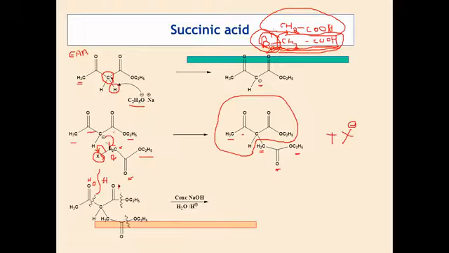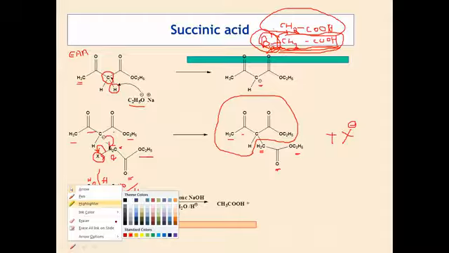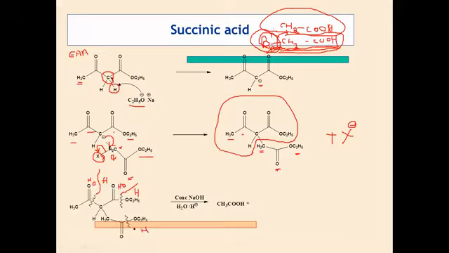We add OH from this side and hydrogen from this side. Similarly, we can add hydrogen from this side and OH from this side. So here you will get a product. This is the first product, CH3COOH, which is acetic acid. This is one side product.